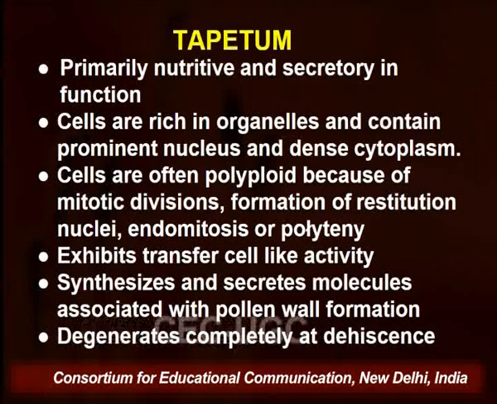Now, tapetum is most important because tapetum exhibits a transfer cell-like activity. It is primarily transferring the nourishment which is coming to it from the mother plant to the anther locule where the microspores are developing. Tapetum also synthesizes and secretes molecules which are associated with the development of the pollen wall. Now, in a mature anther, tapetum degenerates completely.